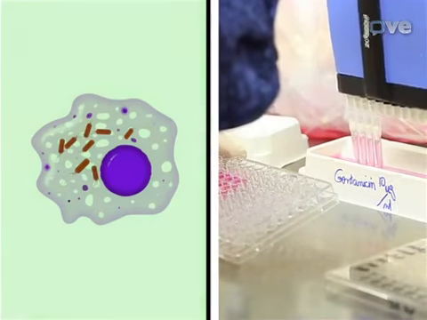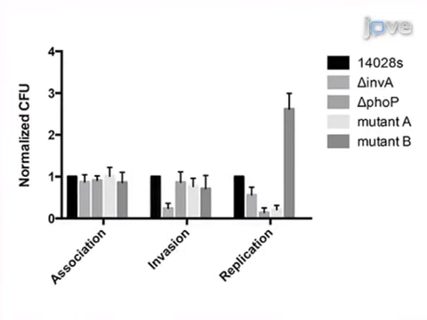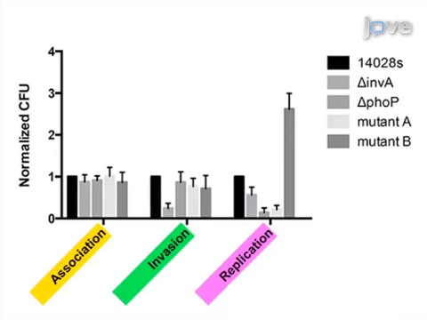The results show that by comparing the mutant Salmonella with the wild-type strain, the in vitro phenotype of the mutant strains for association, invasion, and replication is determined based on the measurement of colony formation units per macrophage cells obtained by the serial dilution plating assay for each time point.